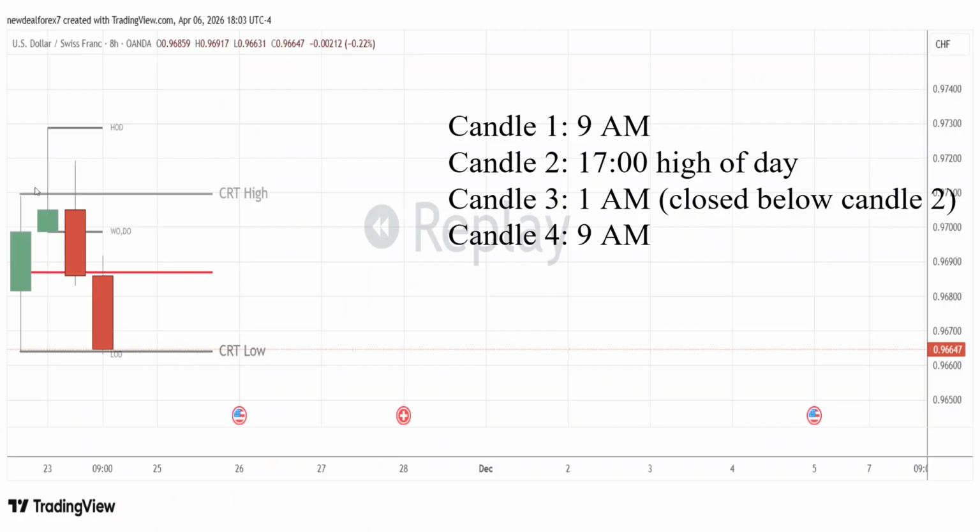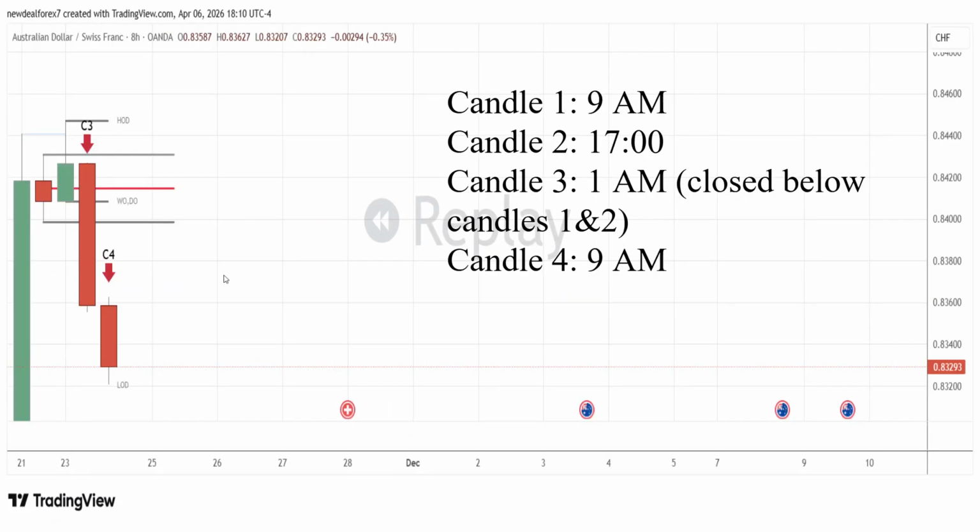Now this was a more basic example here for a short. We have candles 1 and 2, which created the high of day right here for candle 2. Candle 3 was at 1 a.m. Notice how the 1 a.m. candle closed below candle 2, and then candle 4 just a clean finishing of the range right here to go to candle 1's bottom, right? This is the most stereotypical candle range theory you're going to see: candle 1, candle 2, and then candle 3, and then candle 4 right here.